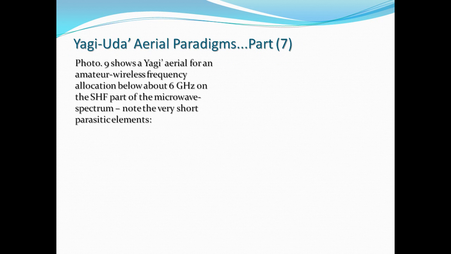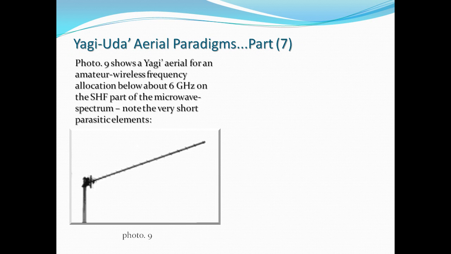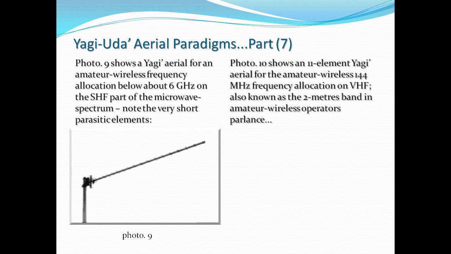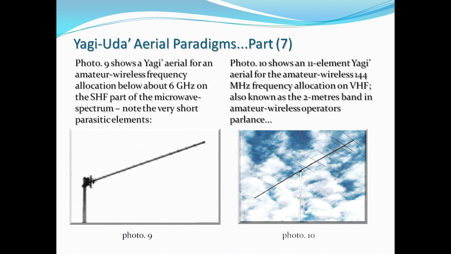Yagi-Uda aerial paradigms, Part 7. Photo 9 shows a Yagi aerial for an amateur wireless frequency allocation below about 6 GHz on the SHF part of the microwave spectrum. Note the very short parasitic elements. Photo 10 shows an 11-element Yagi aerial for the amateur wireless 144 MHz frequency allocation on VHF, which equates to a frequency allocation in wavelength terms of 2 meters.